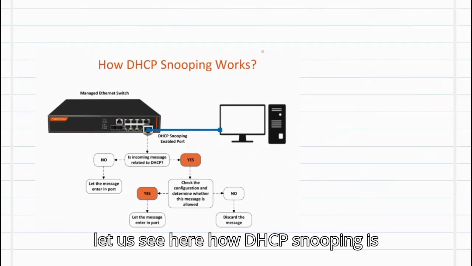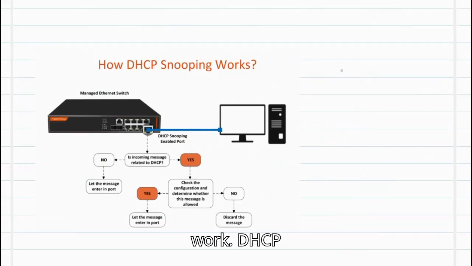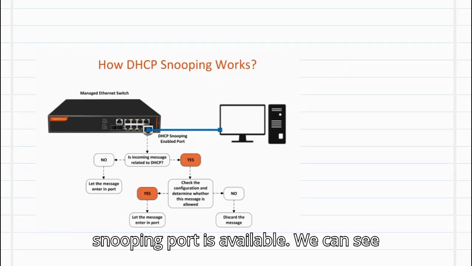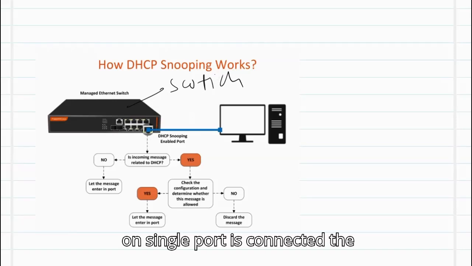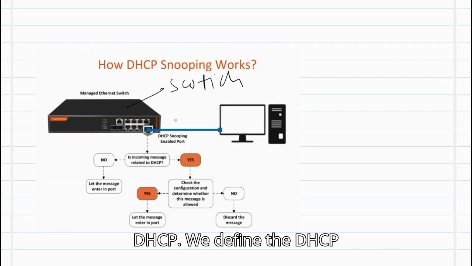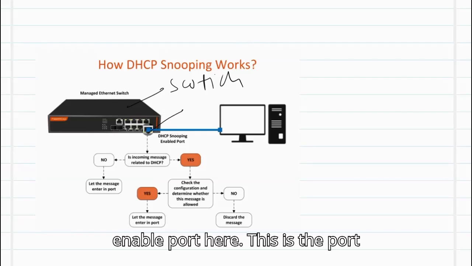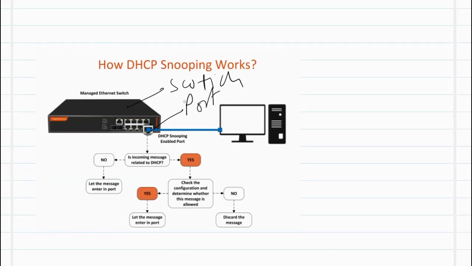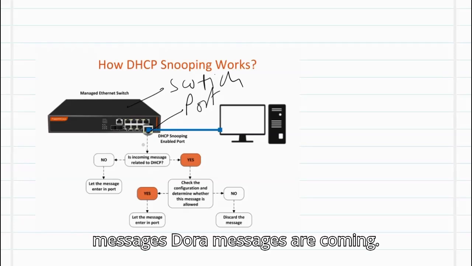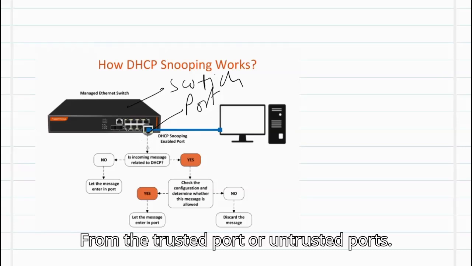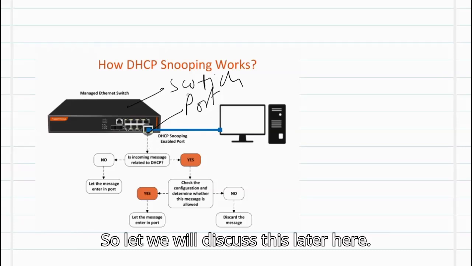Okay, let's see here how DHCP snooping works. DHCP snooping port is available. We can see this is the switch, and on a single port the DHCP server is connected. We define the DHCP enabled port here. This is the port which is defined. This is enabled and checks whether DORA messages are coming from the trusted port or untrusted ports. So we will discuss it later here.